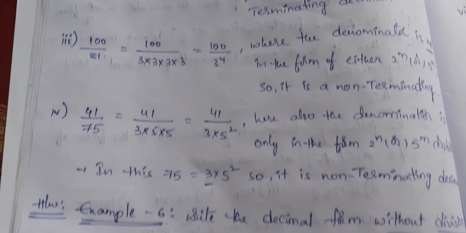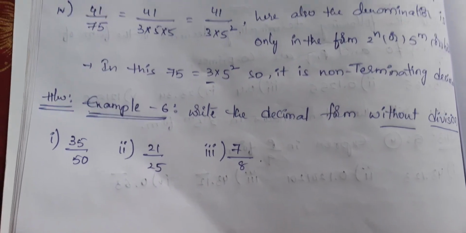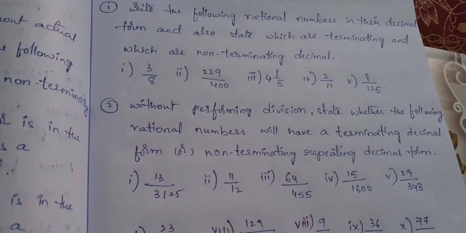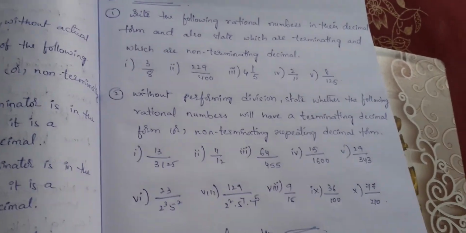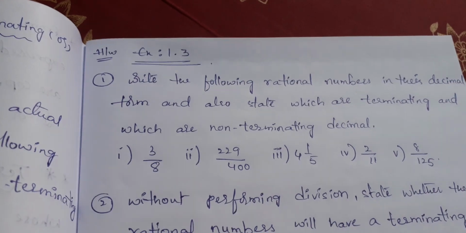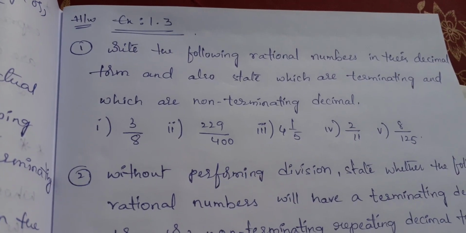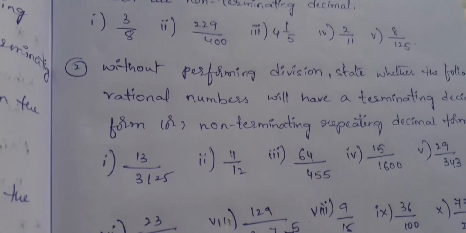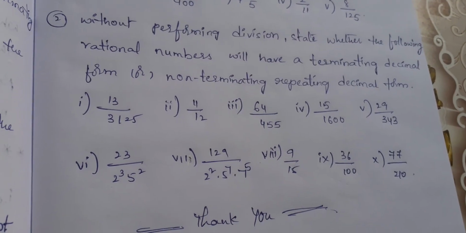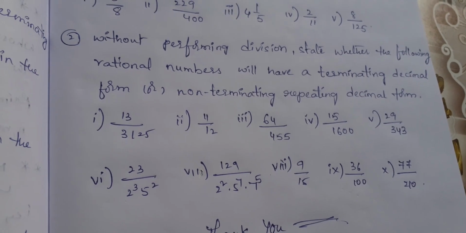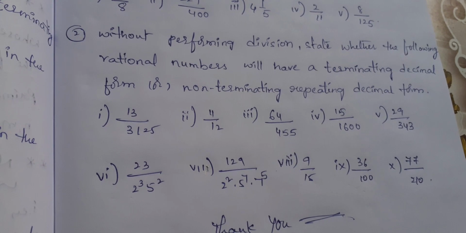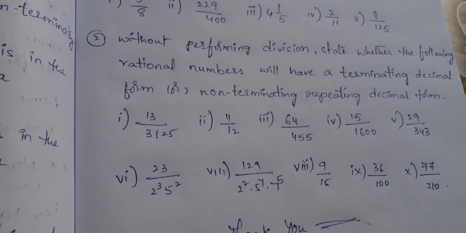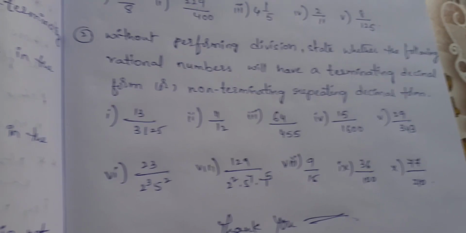With this topic I am giving some homework problems. Example 6 and Exercise 1.3, 2 problems I am giving. The first one, write the following rational numbers in their decimal form and state whether terminating or non-terminating. And the second question, without performing division, meaning by using the procedure, we have to check whether they are terminating or non-terminating decimals. Okay, so do well and try to understand easily.